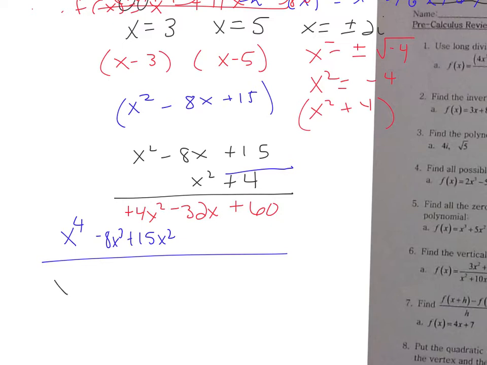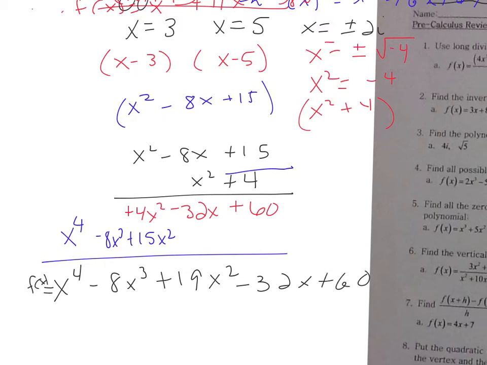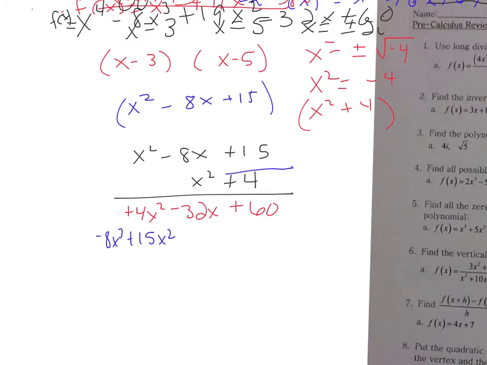All right, we add them up. I get x to the 4th minus 8x cubed. 4x squared plus 15x squared is 19x squared minus 32x plus 60, and that's equal to f of x. Okay, let's take a look at number 4.